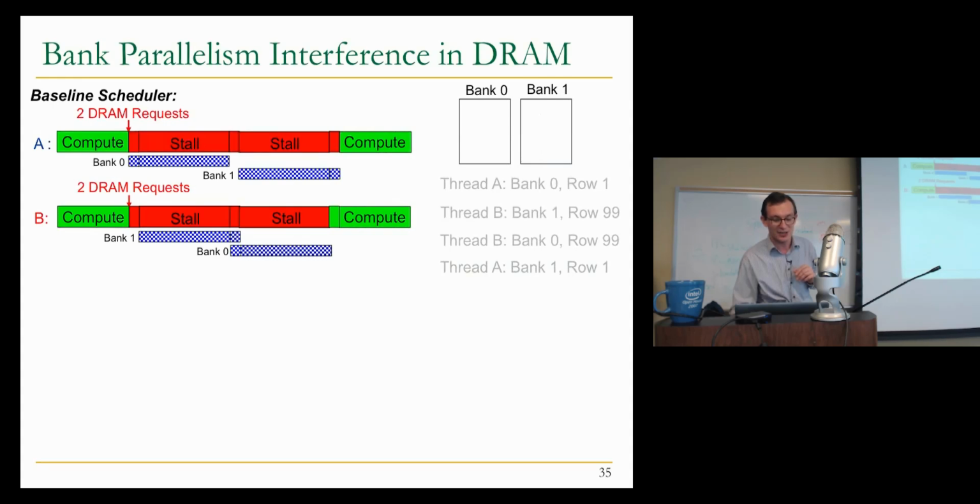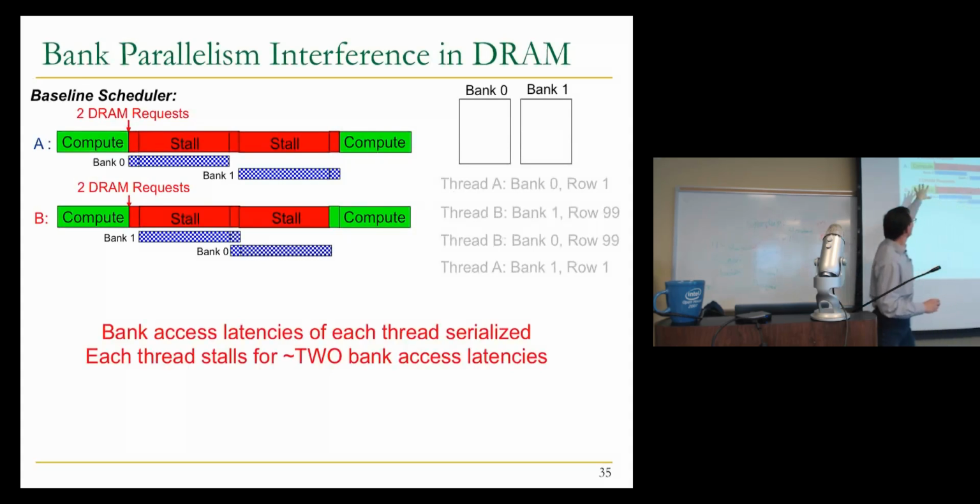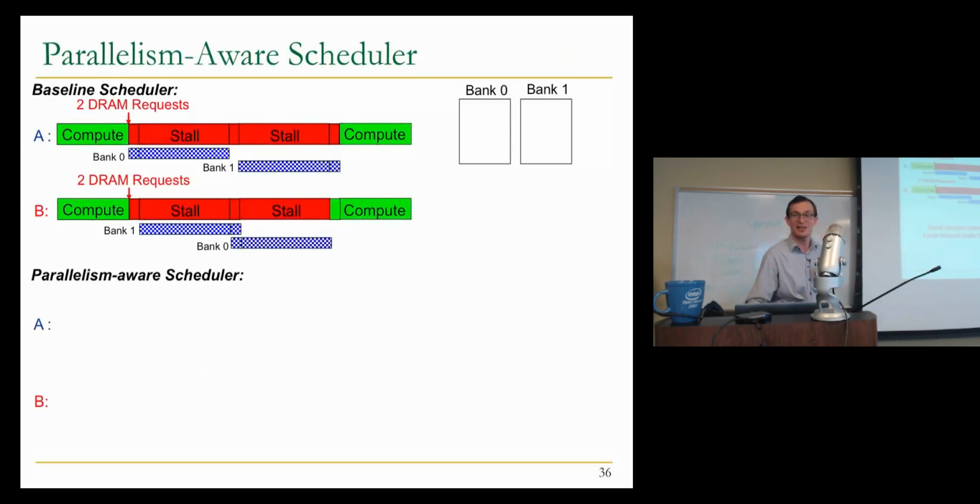So this is the baseline scheduler. What this scheduler did was it was not parallelism aware. Right? It did not try to preserve the parallel requests of a thread and serve them at the same time in the banks. As a result, both of the threads stalled for 2 bank access latencies, approximately.